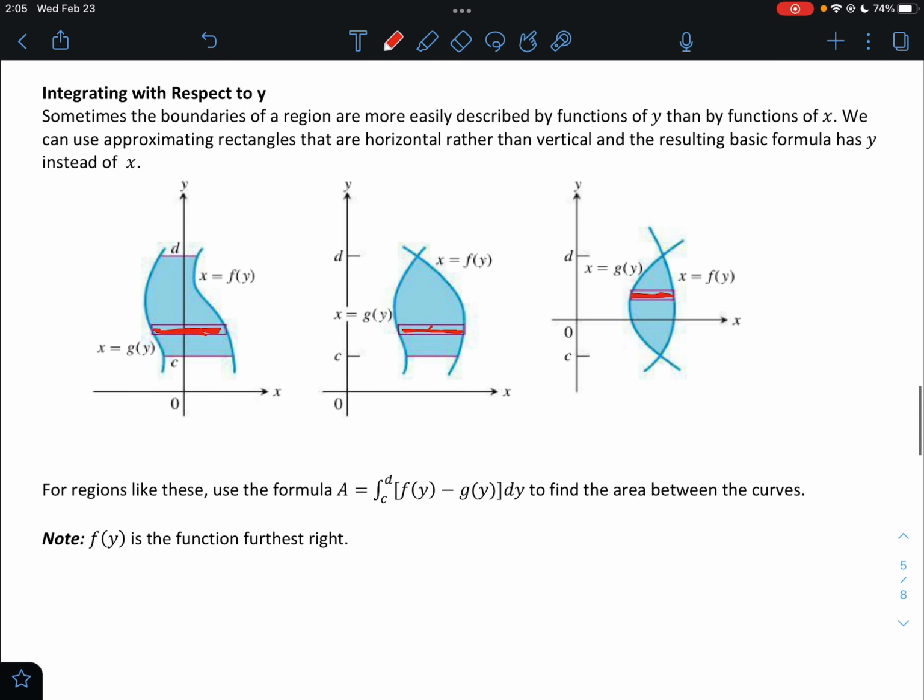For regions like these, we want to use the area from C to D, f of y minus g of y dy to find the area. F of y is no longer the function on top, it's the function furthest to the right.